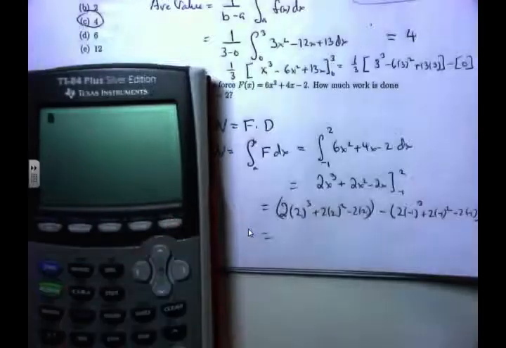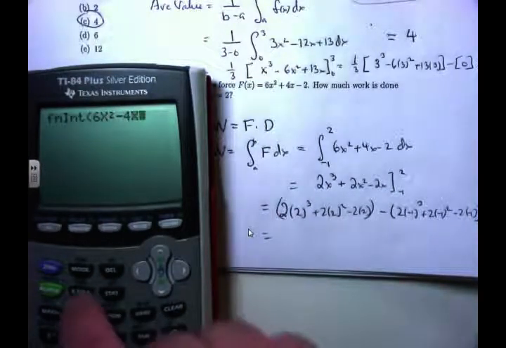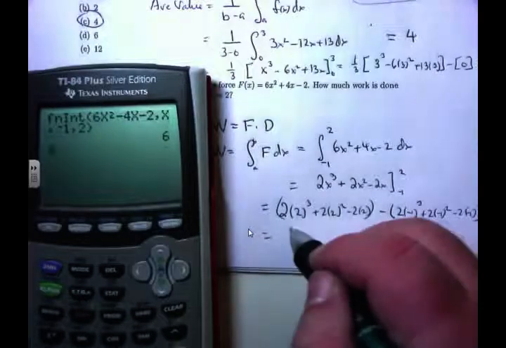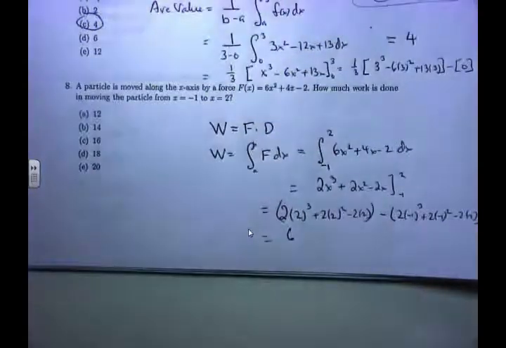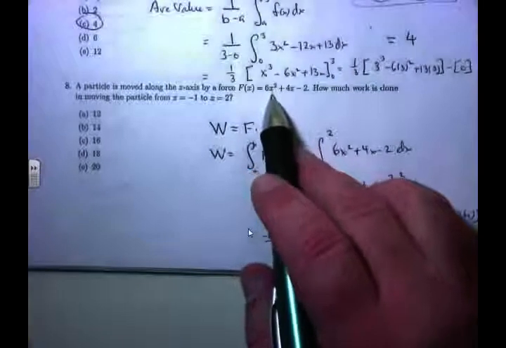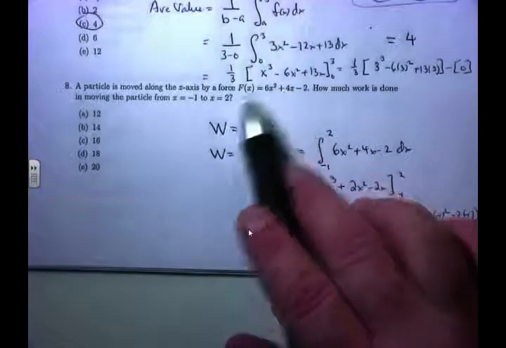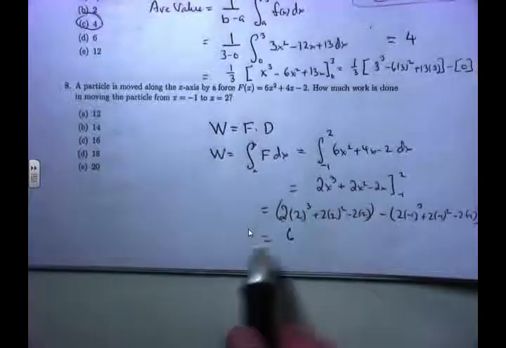And who am I kidding myself? On this kind of a problem, I'm definitely wanting to check my integration skills here. So the integral of 6x squared plus 4x minus 2, x, negative 1, 2 is 6. And did they give me any units on this thing? Well, the force was measured in pounds and distance was in feet, that would be foot-pounds. If the force was in newtons and the distance was in meters, it would be the classic newton meter known as a joule. But wait a minute here, I've got a problem here.